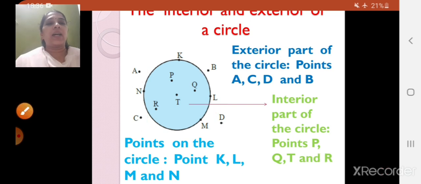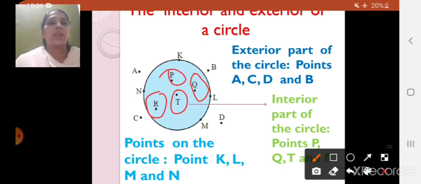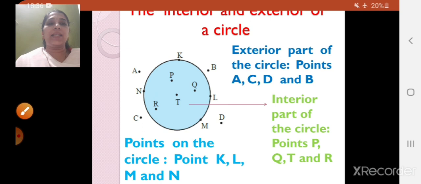Now we'll see the interior part of the circle. Now interior means what, children? Inside, right? So inside the circle which points are there? You can see here R, then you can see T, you can see Q and you can see P. So there are 4 points inside the circle. So you will write, interior part of the circle is points P, Q, T and R. So these are the points inside the circle, that is the interior part of the circle.